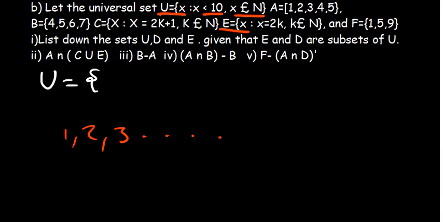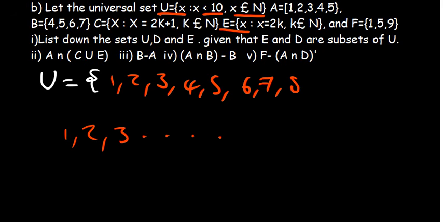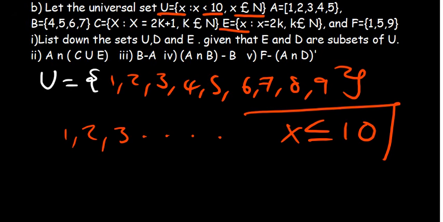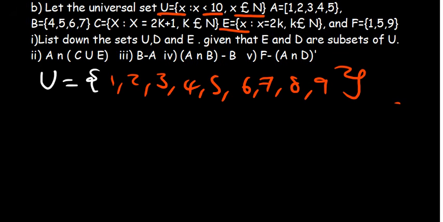Now we are saying we are interested in the ones that are less than 10. So we have 1, 2, 3, 4, 5, 6, 7, 8, 9. 10 is not included, but if we had x is less than or equal to 10, 10 would have been included. Now when we say x is less than 10, we're just interested in the numbers less than 10. So that is our universal set. So we can clearly see what our A is. It is listed. We can also see what our B is. It is listed.